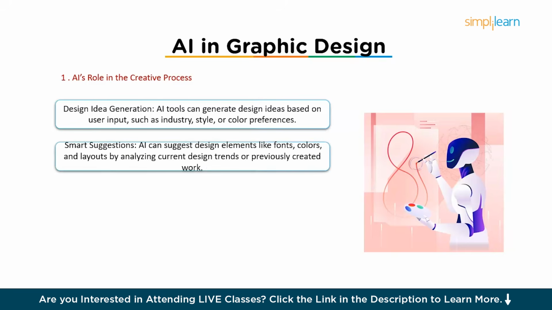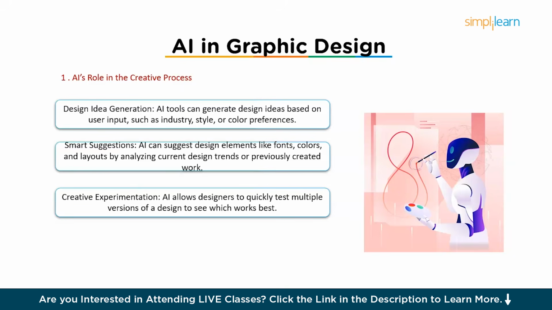Then we have smart suggestions. So AI can suggest design elements like fonts, colors, and layouts by analyzing current design trends or previously created work. So this reduces the time spent on decision making and ensures the designs stay on trend. Then we have creative experimentation. So AI allows designers to quickly test multiple versions of a design to see which works best. For example, DeepArt uses AI to apply various artistic styles to images, offering new aesthetic possibilities.